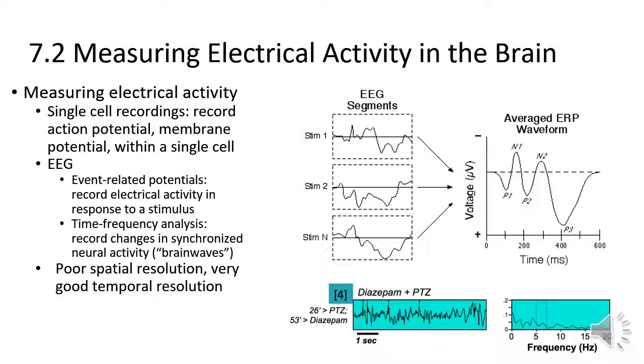And if you look in the graphic on the top right, you can see that there are different segments of EEG. Because the changes in brain electrical activity are so small, you have to do many trials of the stimulus and average them all together, and then this creates this averaged waveform. And it's very quick, very good temporal resolution, meaning we can tell when things happen very close to the time period that they happened. So you can see down here this graph of the averaged ERP waveform.